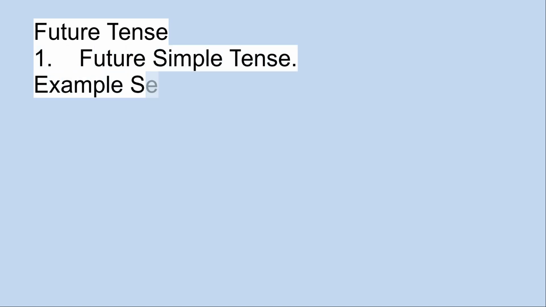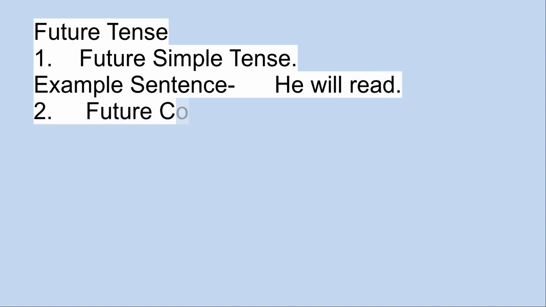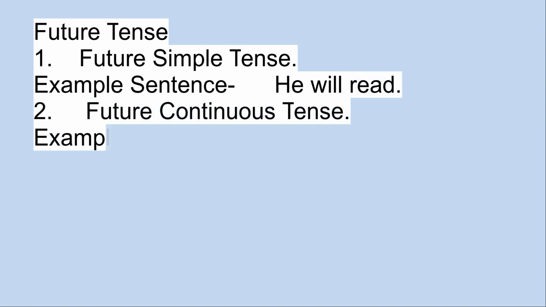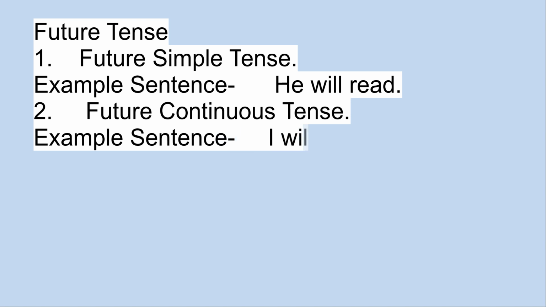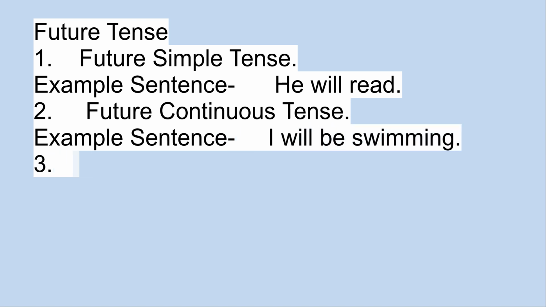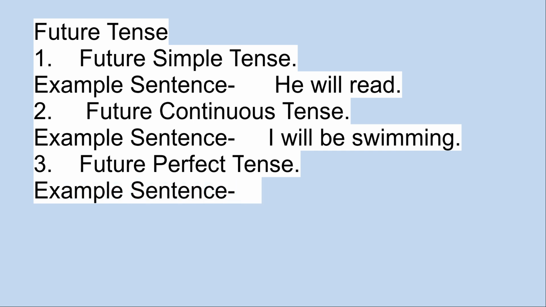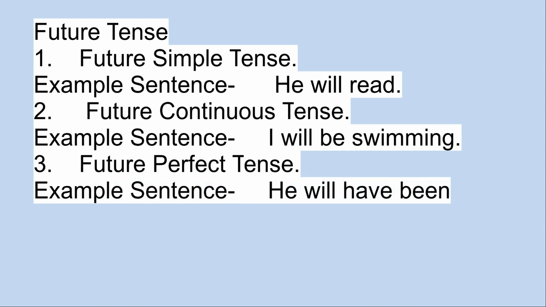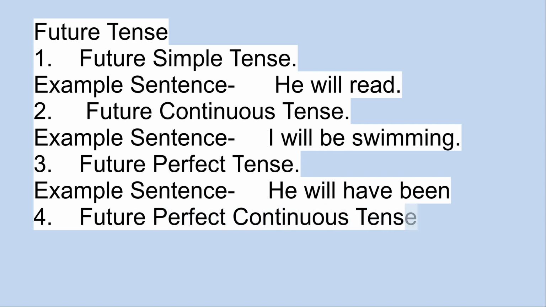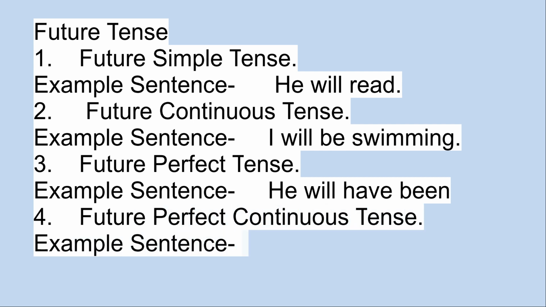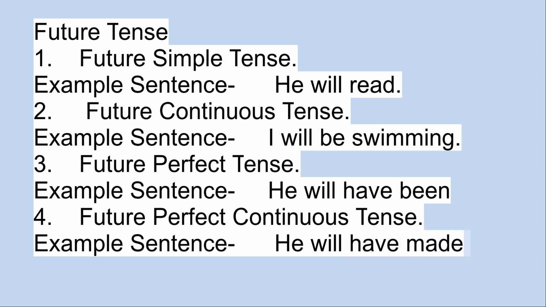Future tense. 1. Future simple tense. Example sentence: he will read. 2. Future continuous tense. Example sentence: I will be swimming. 3. Future perfect tense. Example sentence: he will have been working. 4. Future perfect continuous tense. Example sentence: he will have made a plan.